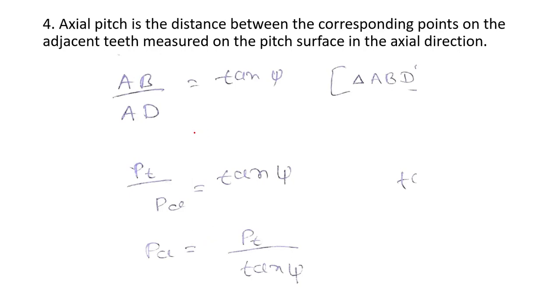Now next one is axial pitch. The axial pitch is the distance between the corresponding points on adjacent teeth measured on the pitch surface in the axial direction. So in the axial direction, one point on one tooth and a second point on the adjacent tooth, the distance between these two points is known as axial pitch. And axial pitch is denoted by PA.